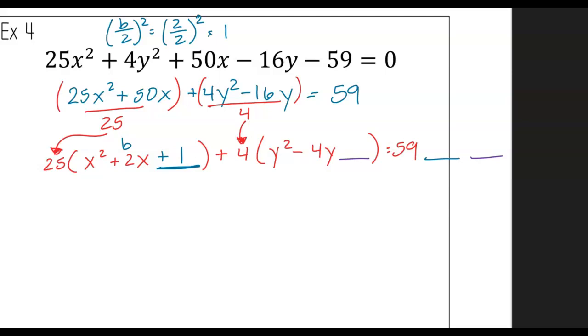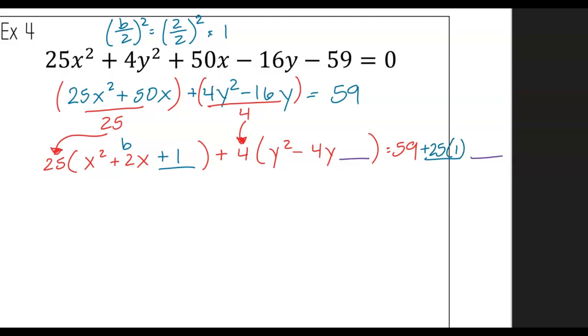Now, what is happening to that 1 actually? It's not just a 1. Yes, Peyton. The 1 is actually being multiplied by that GCF we pulled out, 25. So I didn't just add in 1. What I added in was 1 times 25. So that's what needs to be added in on the right-hand side: plus 25 times 1.